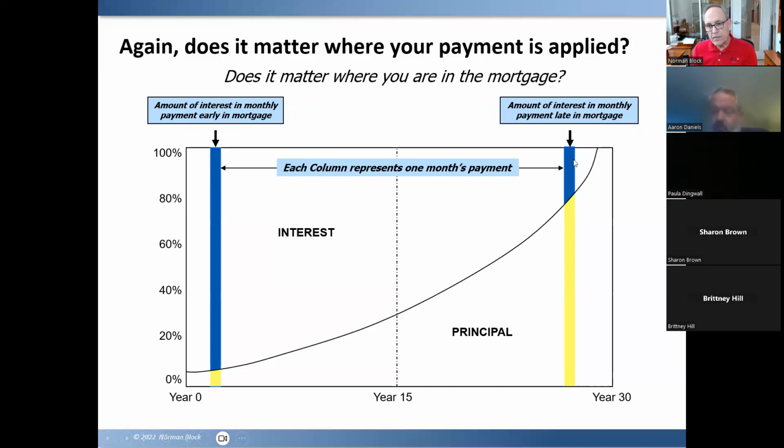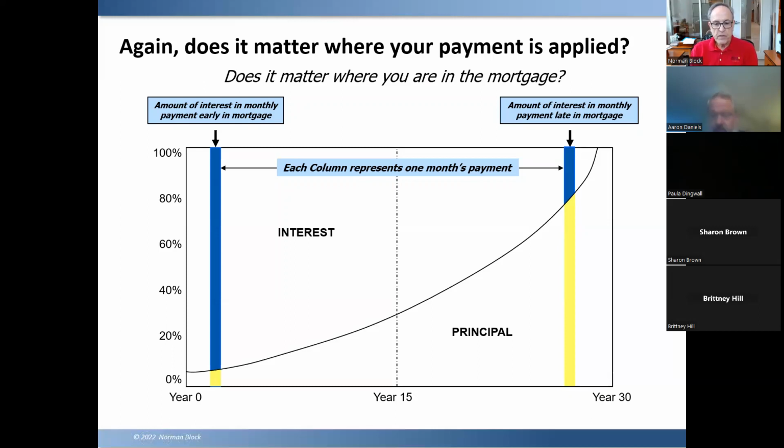Now, if we go out to payment maybe 300, you'll see that there's the same payment, the same size, the same $1,342.05, but much less of it is interest and much more of it is principal. It does matter where you are in your mortgage.